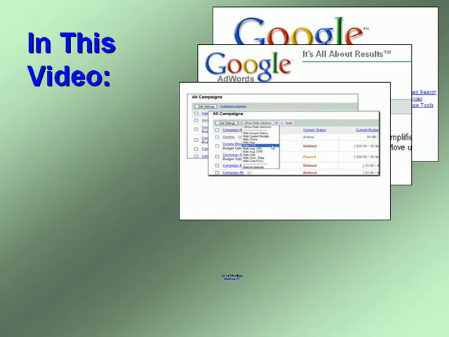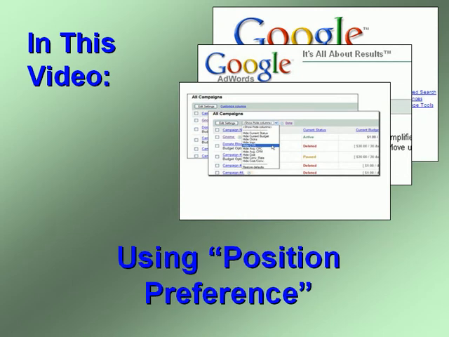In this video, we'll show you how to select position preference to determine where your ads will appear on the Google search results pages.